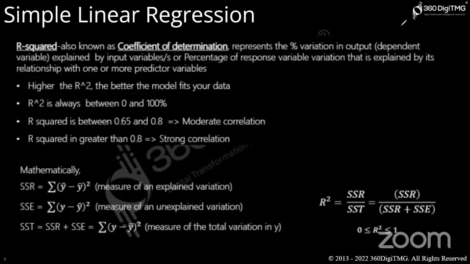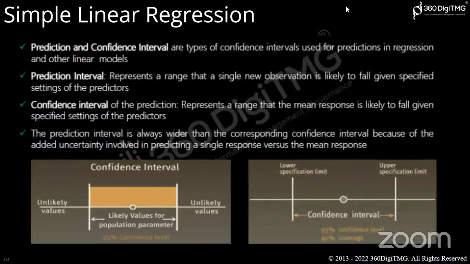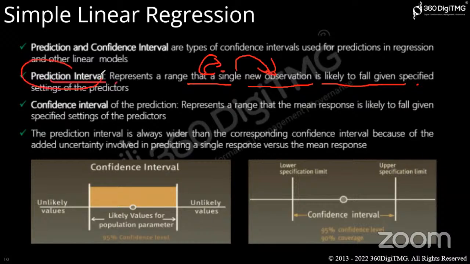So how are we going to check those values? We will see in coding. Before that, you should know what is the prediction interval and confidence interval. So what is a prediction interval? A range in which a single new observation is likely to fall. So whatever the new observation that you are taking, it might fall in this prediction interval.